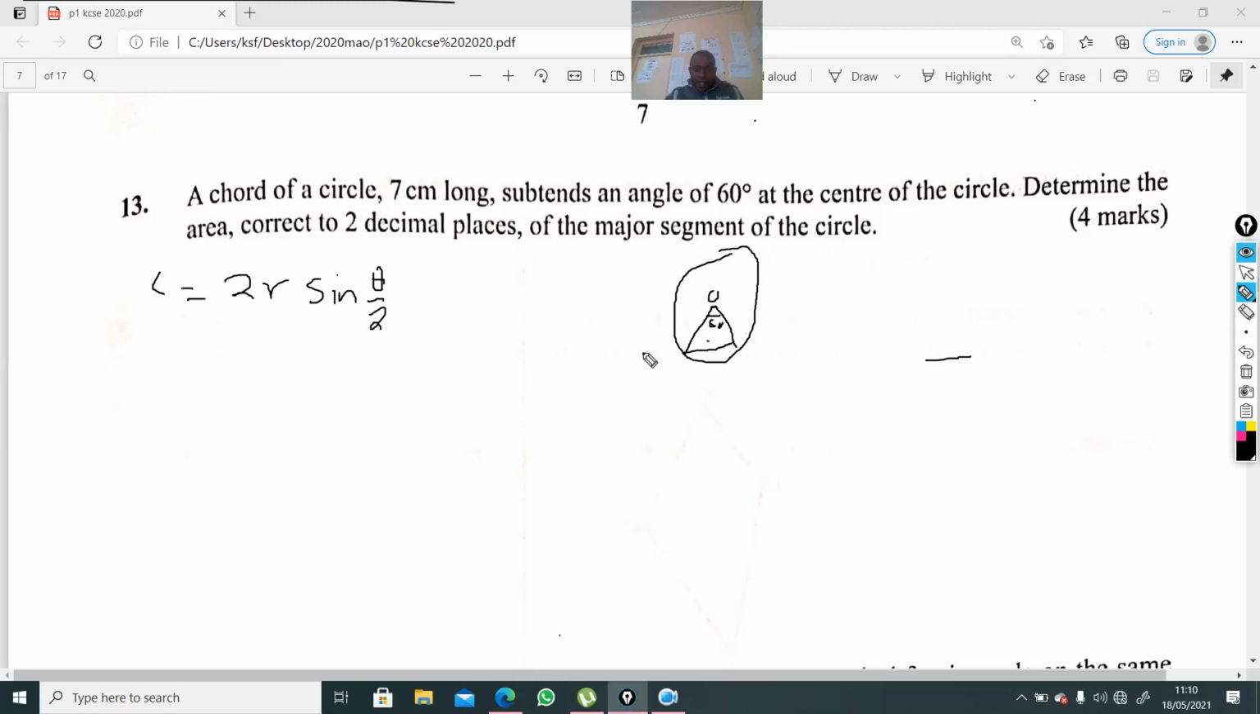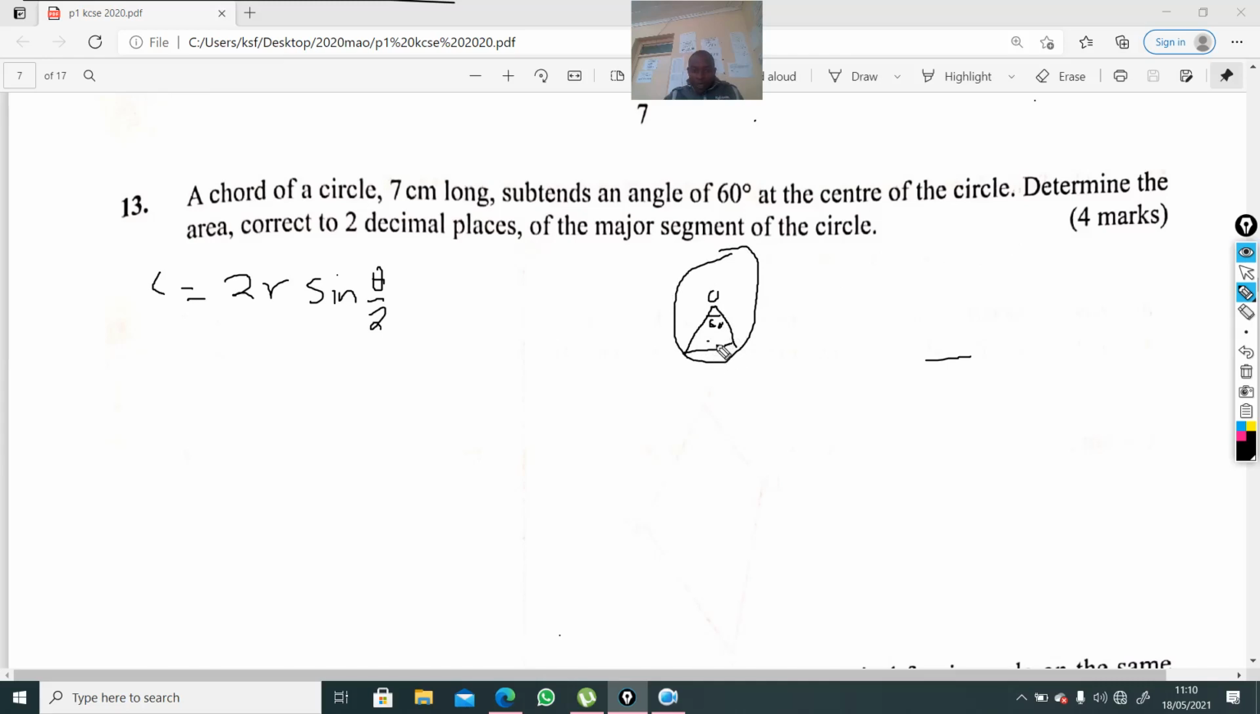I need the radius. If I find the radius, then I can find the area. Determine to two decimal places the area of the major segment of the circle. The major segment is this part, apart from this segment. This is the minor segment, so I find the area of this major segment here.